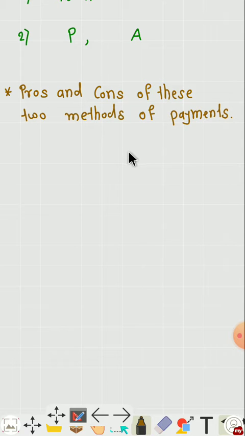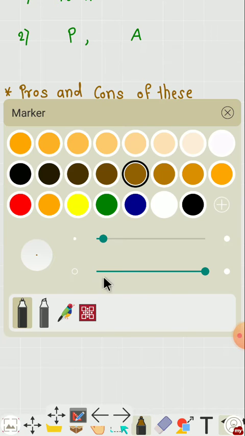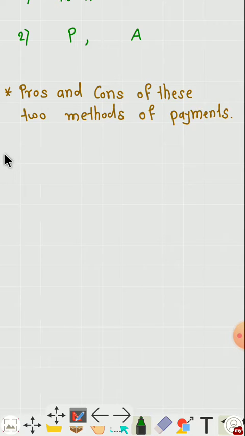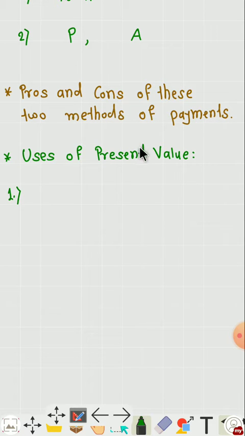Now let us see some uses of present value. So first use I want to explain is, as explained earlier, the concept of present value of an annuity plays an important role in deciding the convenient option for an individual.